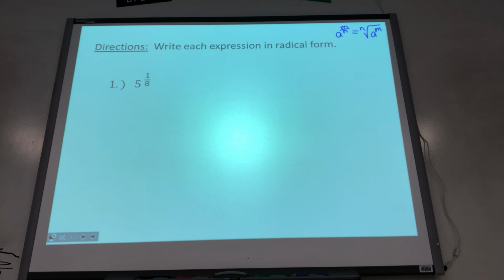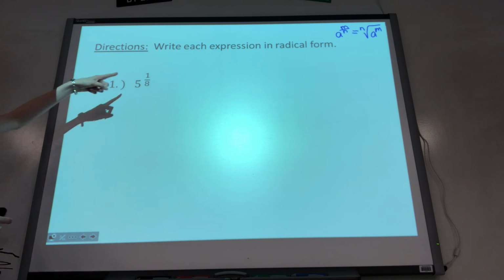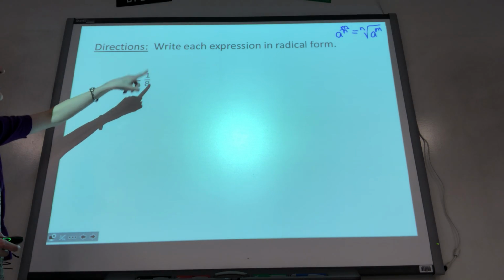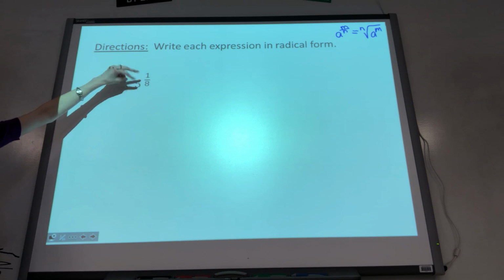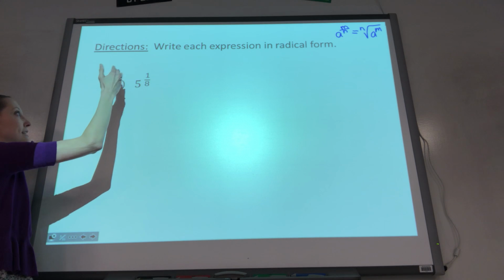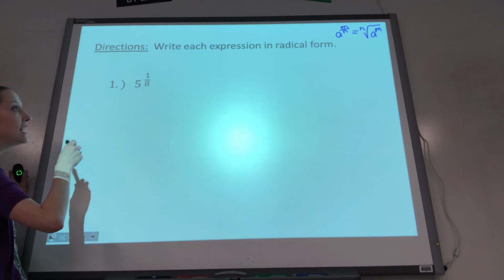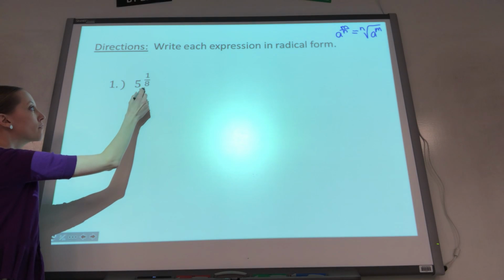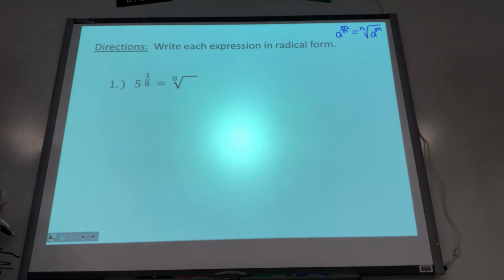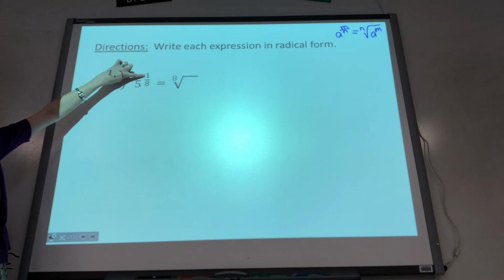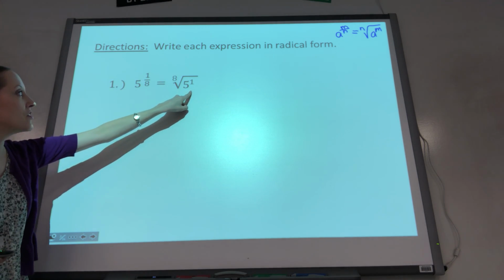So number 1 says 5 to the 1/8 power. Now in this problem, 5 is a, 1 is m, and n is 8. PowerPoint doesn't ever make the fraction exponents look very good, but that is a fraction exponent, or rational exponent as we called it. So the number on the bottom of your fraction becomes the type of root, which means this is an 8th root, and the number on top of your fraction becomes the exponent underneath.